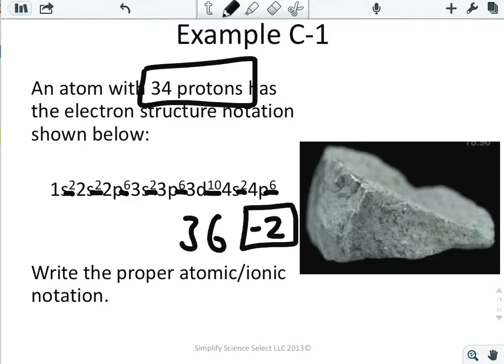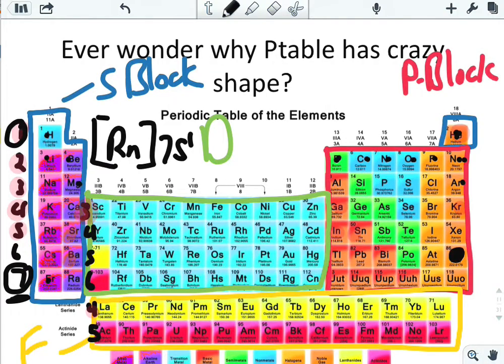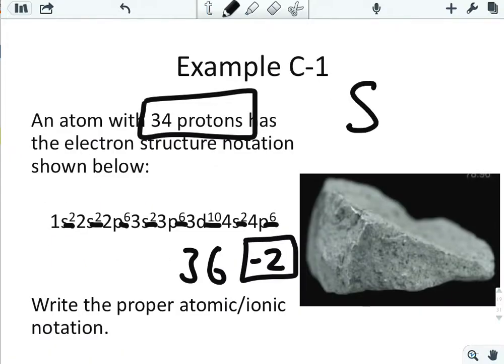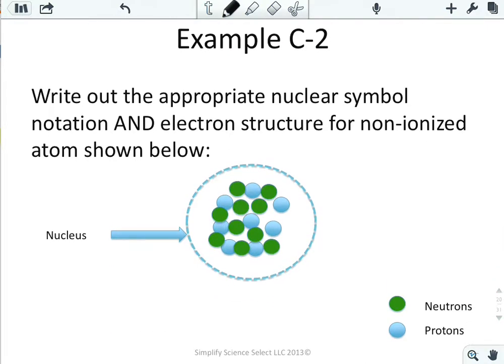So all we have to do is look on our periodic table and see what has 34, which would be selenium, Se. That's the element we're dealing with, so we have Se, and then we have a -2 charge. Because 34 protons gives us selenium, and then we counted up all of our electrons, which is 36, which is the difference of 2.